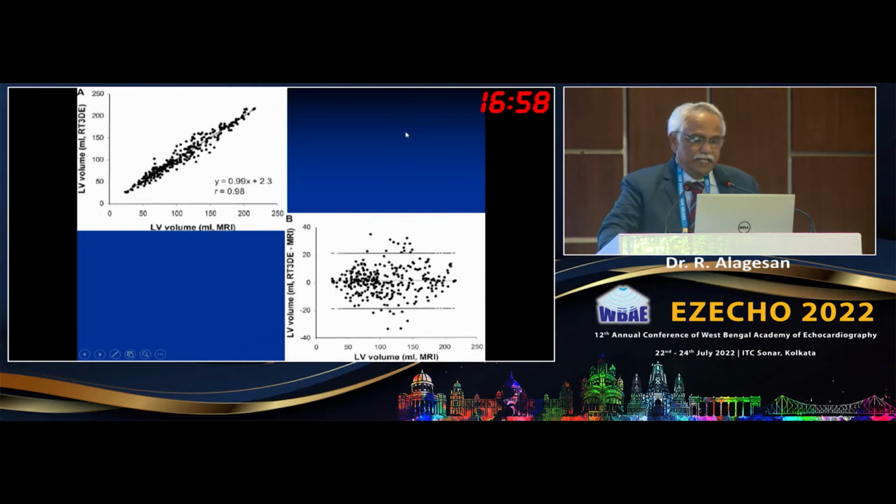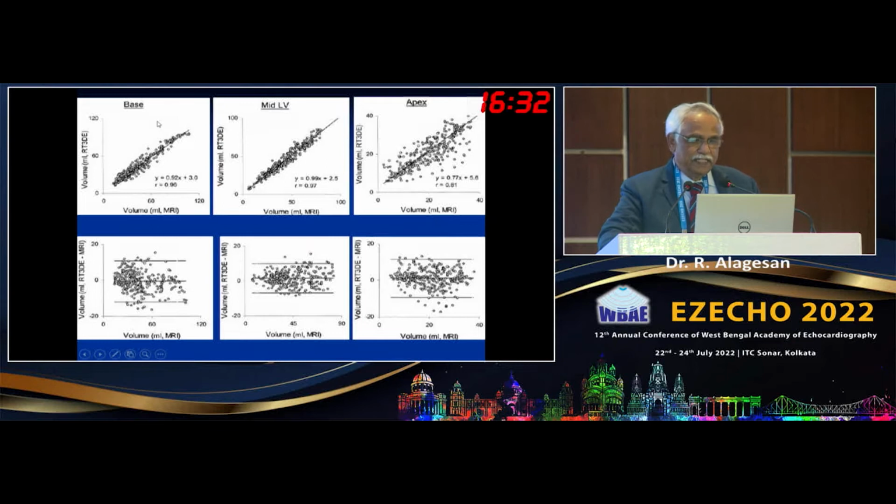How do you know it is accurate? It has been compared with the gold standard, which is the MRI. And you can see the left ventricular volume measured by real-time three-dimensional echocardiography correlates excellently with the volume derived from MRI. Usually it is slightly, a few millilitres, lower than the MRI volume. And you can see the R value is about 0.98, which is an excellent correlation.